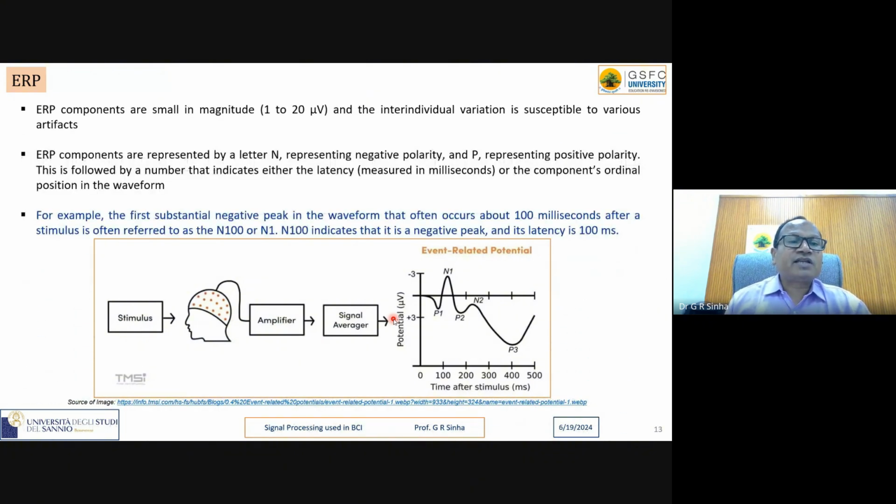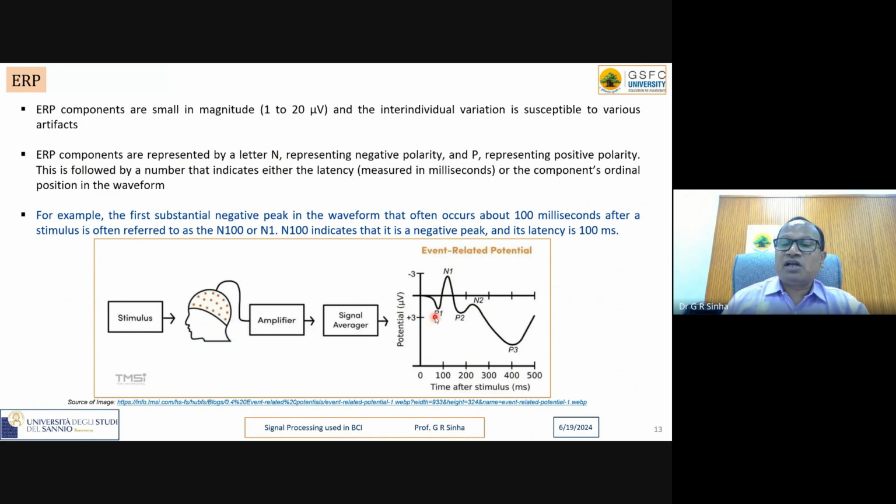So let us further explain ERP. ERP components are very small in magnitude. Their range is 1 to 20 microvolt, and inter-individual variation is susceptible to various artifacts. ERP components are represented by the letters N and P. Look here: P1, N1, P2, N2, where 1 to 3 actually correspond to 100, 200, 300, 400 milliseconds.